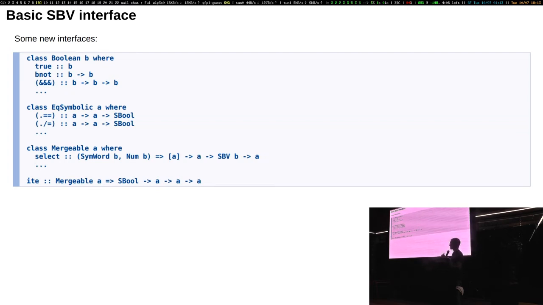There's a class called Mergeable, which you don't have to care too much about the methods of. It's needed to implement things like if-then-else. We'll see this in a little bit. This is another thing you need to understand when you're working with SBV: the booleans have all been abstracted over, so it doesn't look exactly like a normal Haskell program.